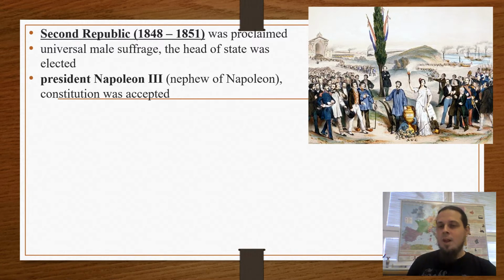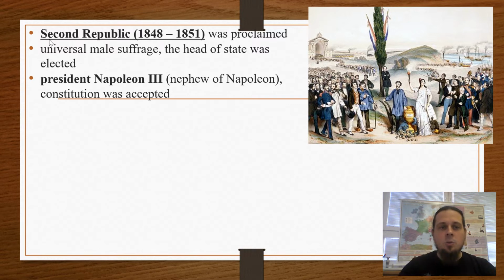And of course, now France already had a working example that was functioning, and that was the USA. In the United States, the head of the state, who possessed not only representative but even executive power, was the president.